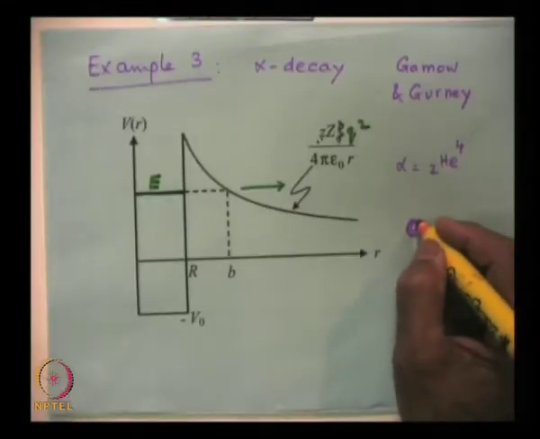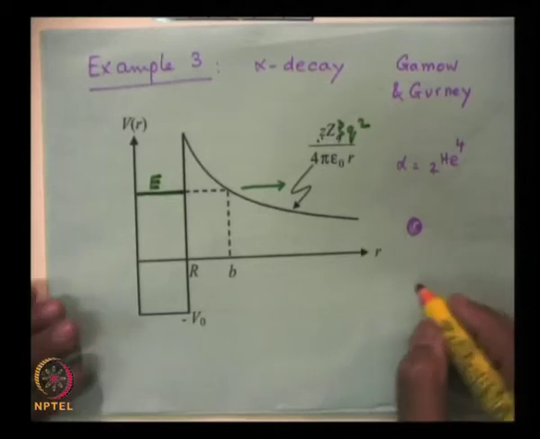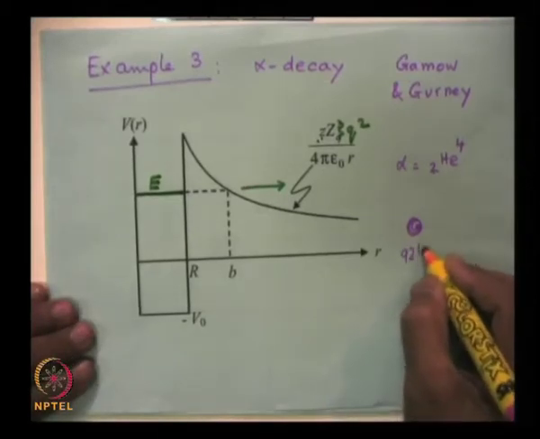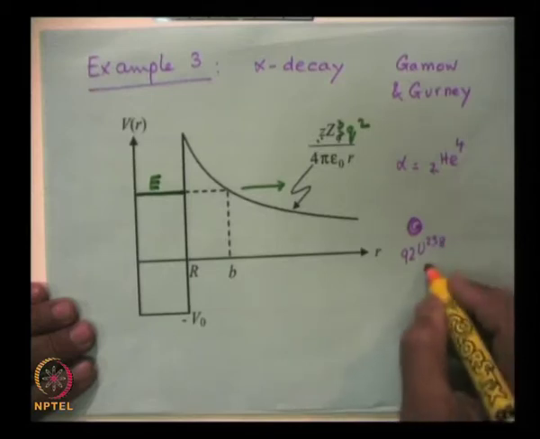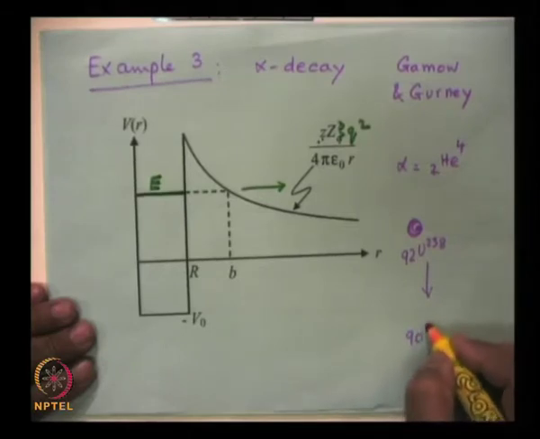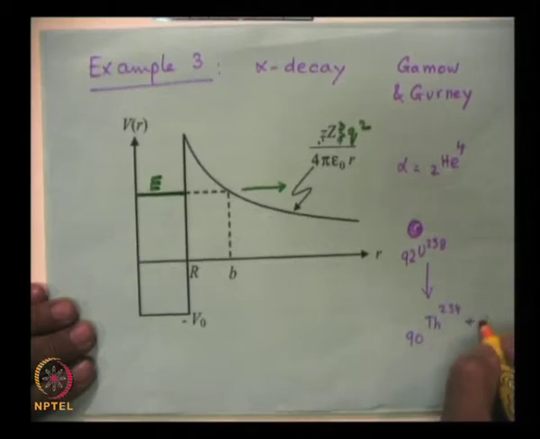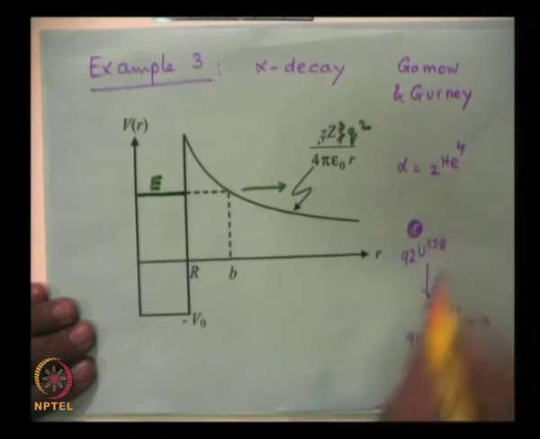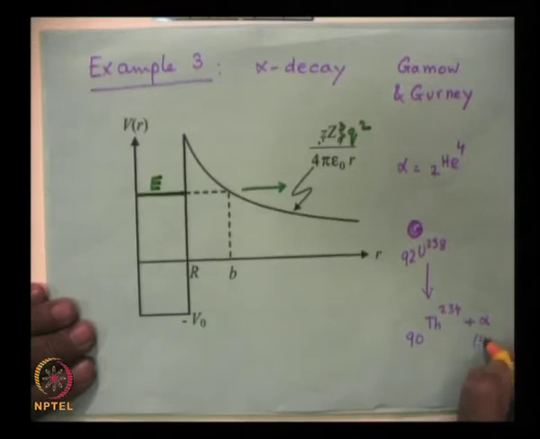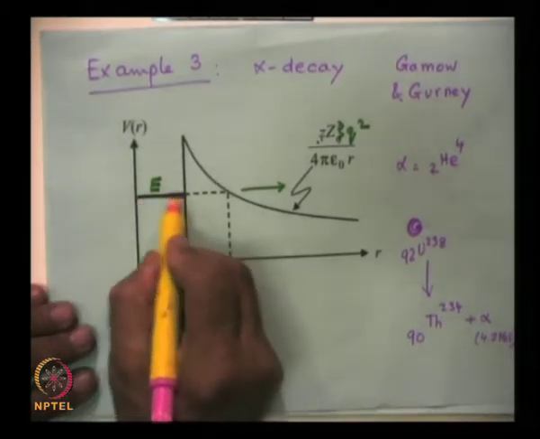let us suppose I consider, let me give you an example, uranium 238, with atomic number 92. Now, this is a radioactive substance, as you all know. This decays to thorium 234, atomic number 90, plus an alpha particle. The alpha particle has 2 protons and 2 neutrons, and it comes out with an energy of about 4.2 MeV.